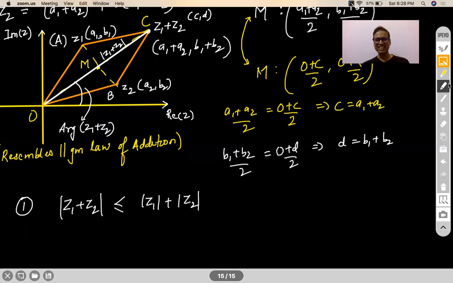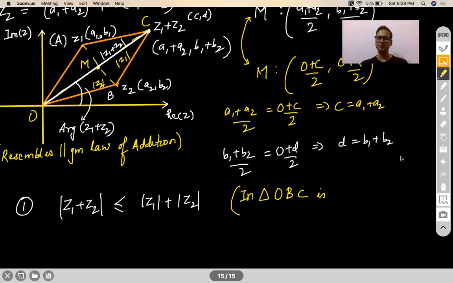Absolutely, Aditya. As you can all see, since it is a parallelogram, this length OB is mod Z2, sorry, my bad. And this length is the same as the length of OA, so this is mod Z1. Now, all of you, please focus on the triangle OBC. In any triangle, it is known that the third side is always less than the sum of the other two sides. So in this triangle, let me write it down.